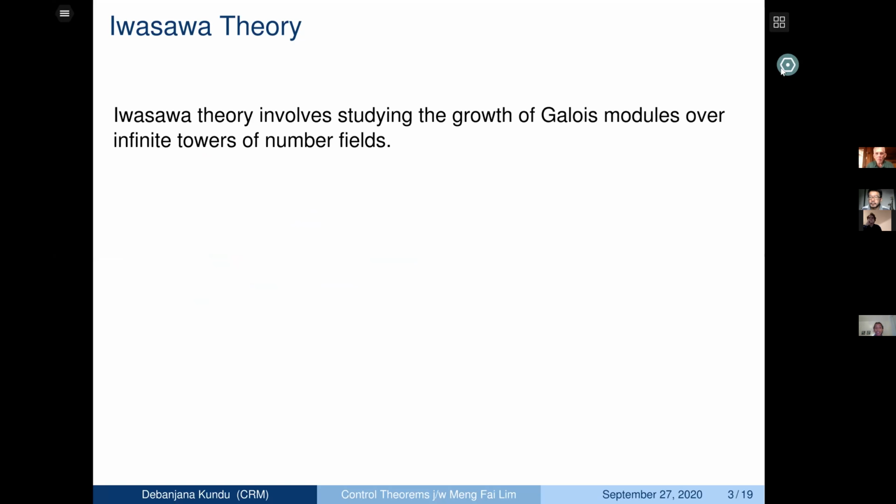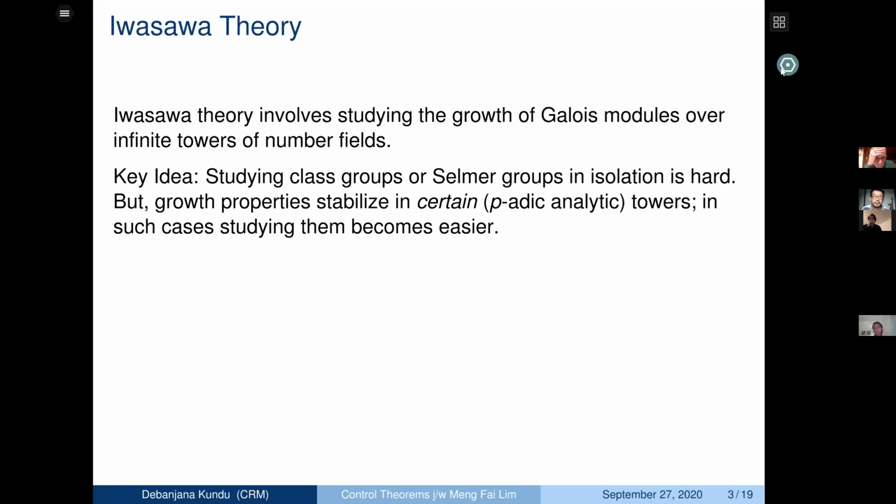It started in the 1950s with the work of Kenkichi Iwasawa, and classically, the goal was to study growth questions, essentially of class groups. The key idea was that you wanted to study the size of the class group for a particular number field, but that was a hard question. So Iwasawa noticed that if you could put them in p-adic analytic towers, then their growth properties would stabilize, and then you could do some sort of a descent and get the information that you initially wanted.